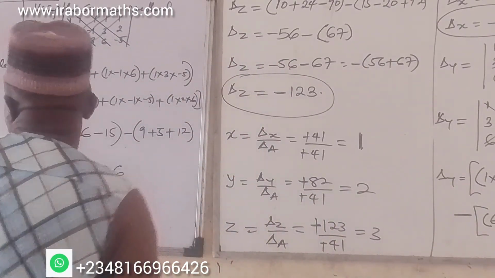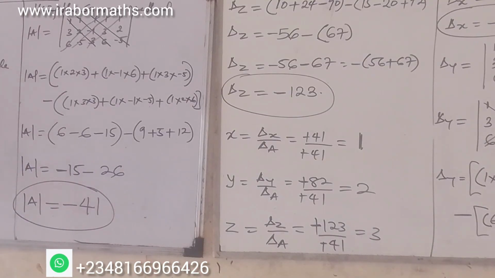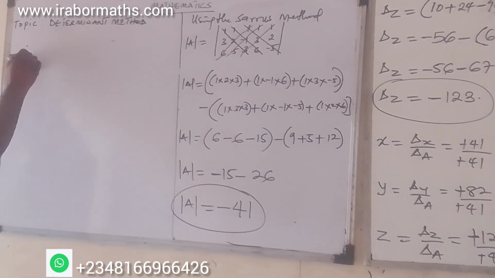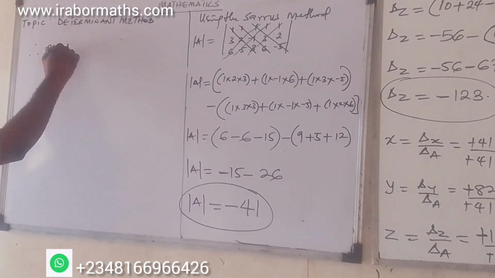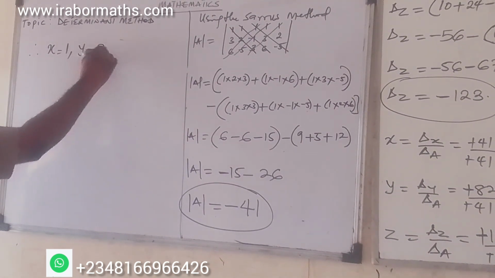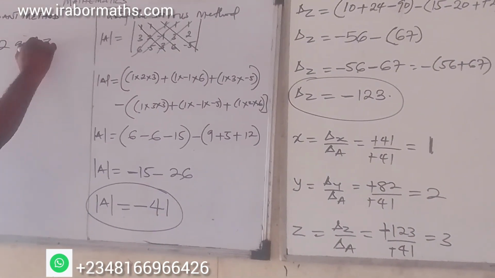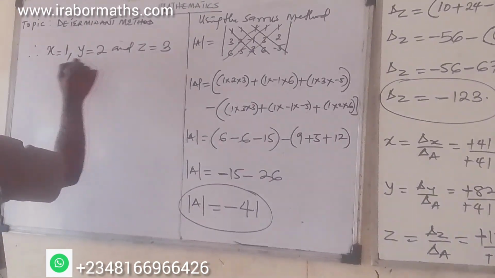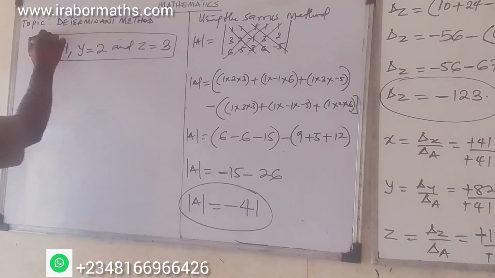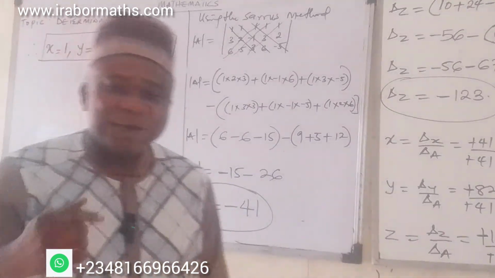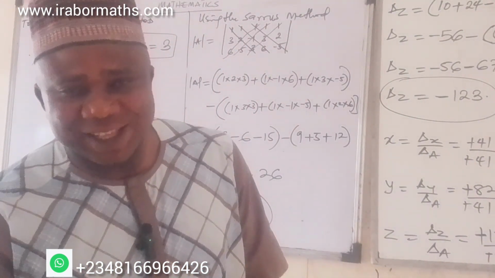So therefore, our X is equal to 1, Y is equal to 2, and Z is equal to 3. These are the values of the variables X, Y, and Z. This method is actually referred to as Cramer's rule or the determinant method.